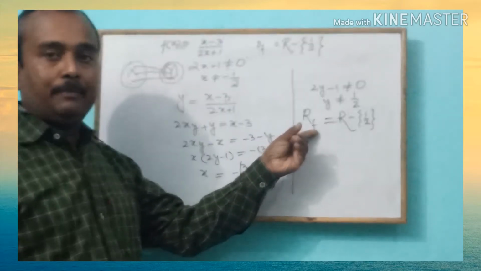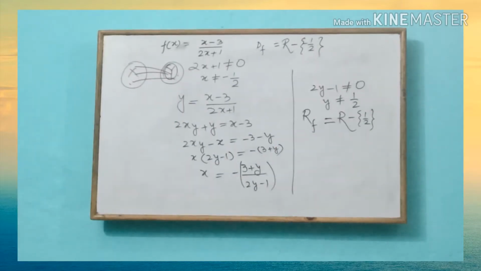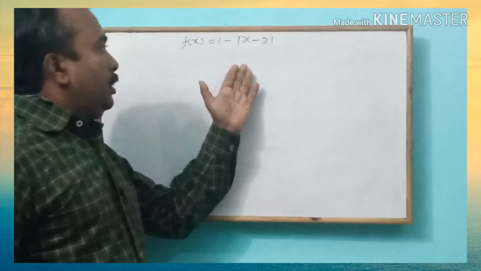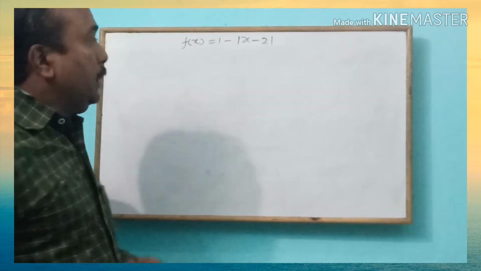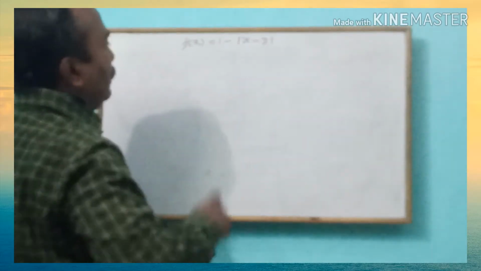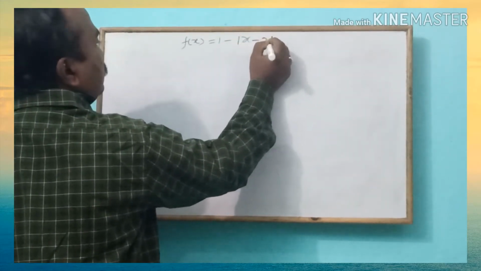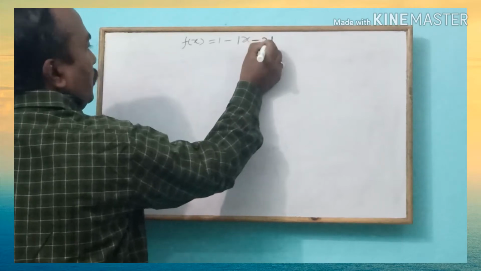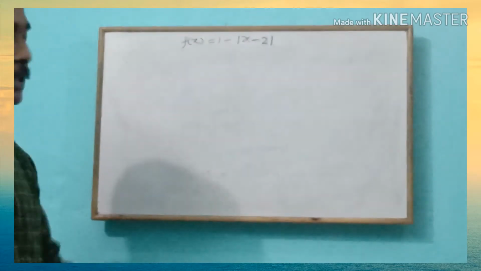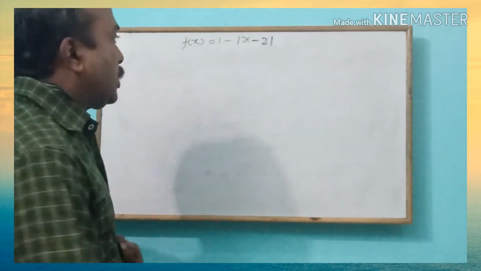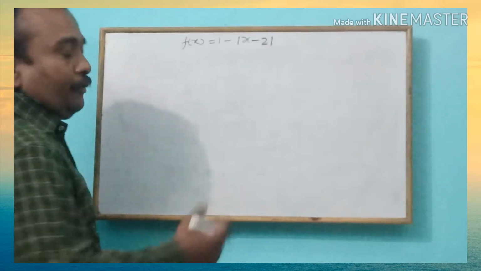Let us see the next example. Let us see this example. f(x) = 1 - |x - 2|. Now, the modulus function, we know, always gives an absolute value, so it will always be positive. Now, the domain of the function.